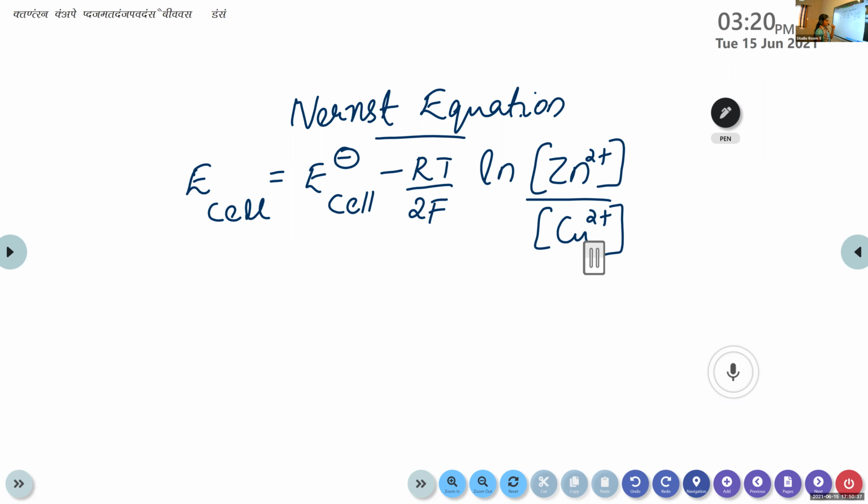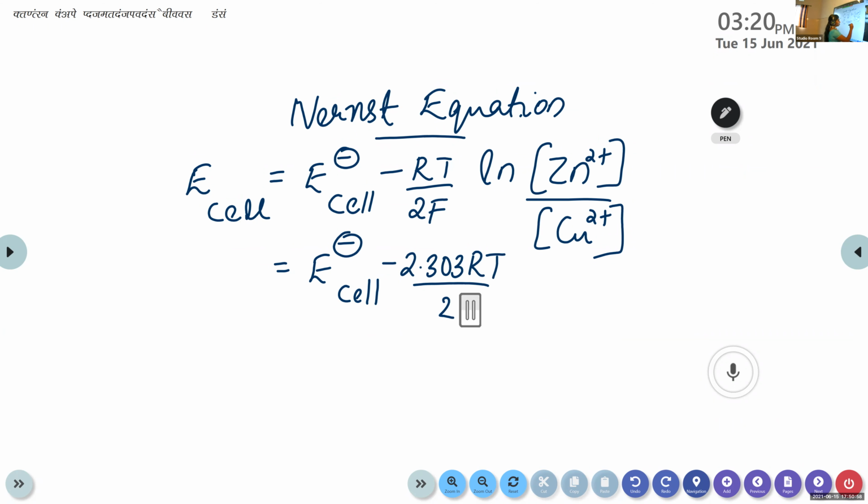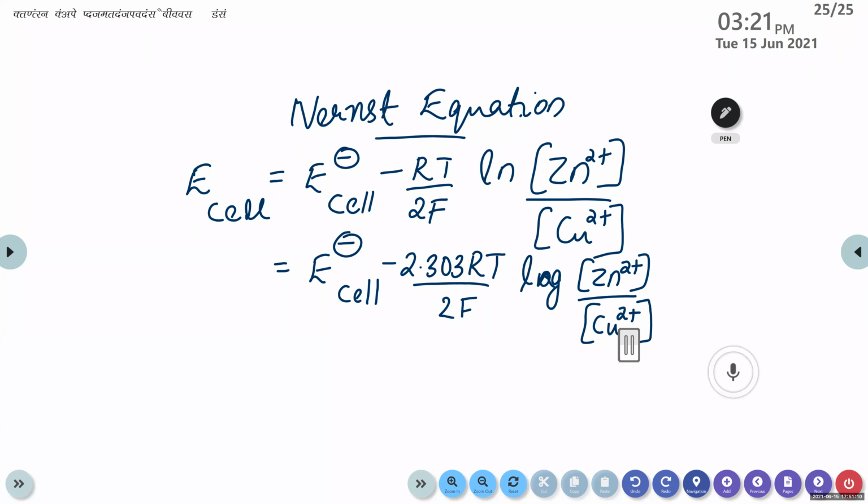Okay, then we convert it from natural logarithm to base 10, and it becomes E° cell, the standard cell potential, minus 2.303 RT by 2F log of the concentration of Zn2+ by the concentration of Cu2+. Okay. Then we know the values of this R, T, F, etc.